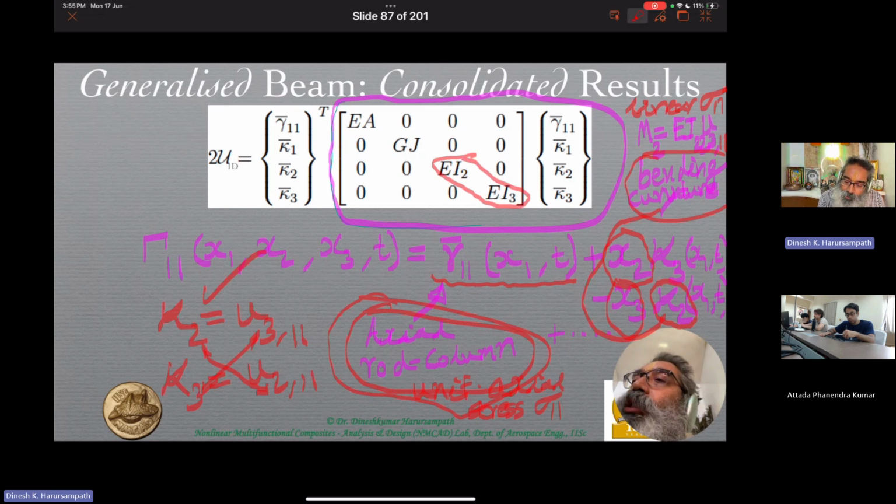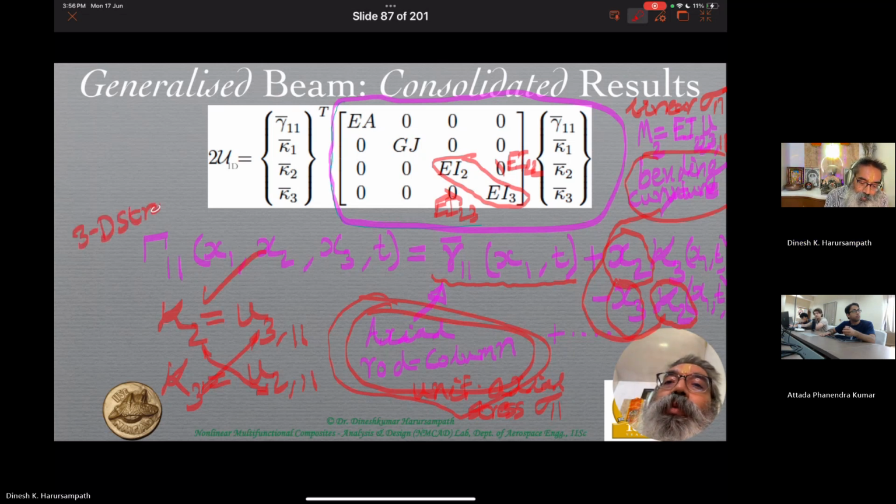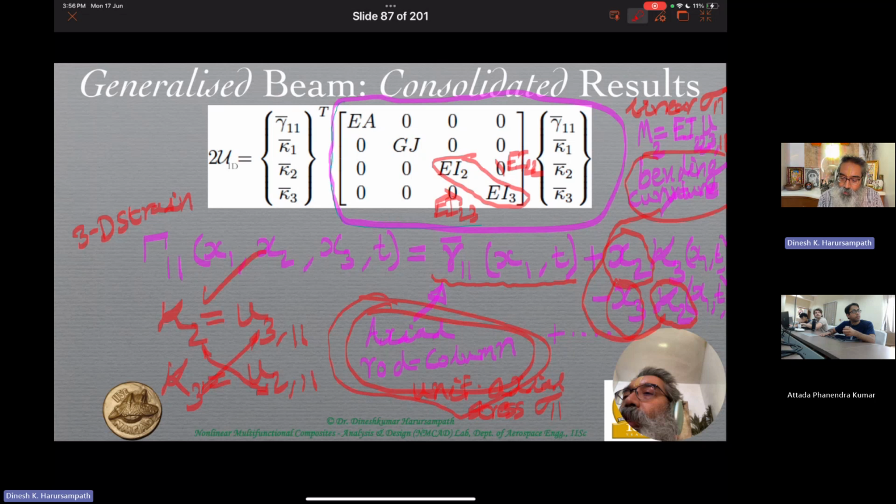In reality, of course, these zeros that are there will become EI23, because there is a coupling as we saw in asymmetric cross sections. So we already introduced one example of a coupling there. In addition, we'll have many more couplings. Okay, so now you see the correlation between what we call a 3D strain on the one hand with these, which are called the 1D strains.